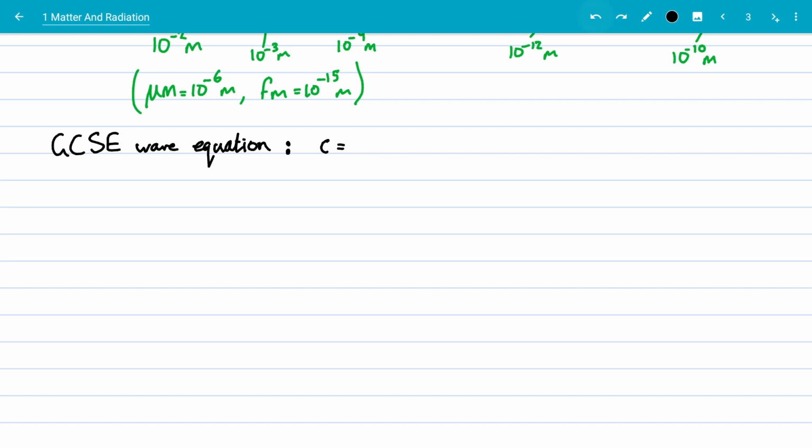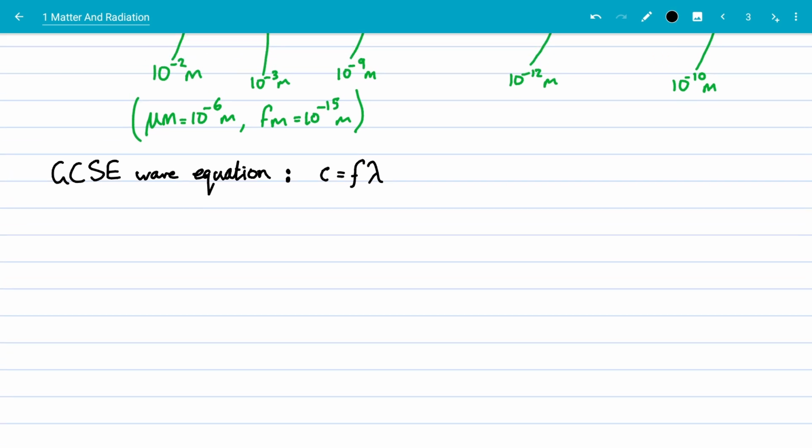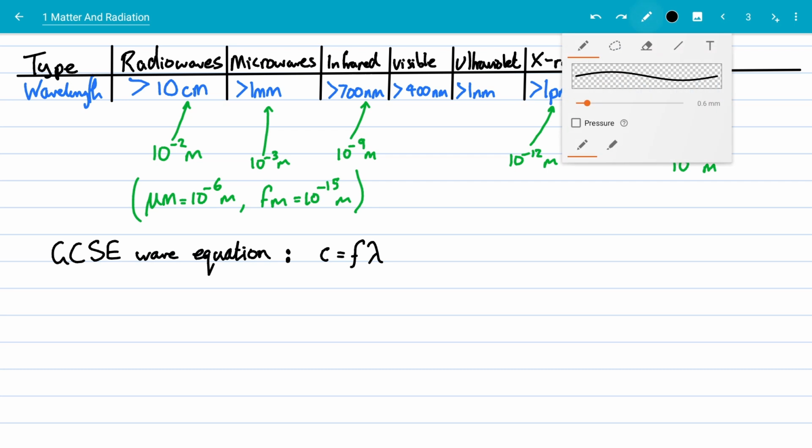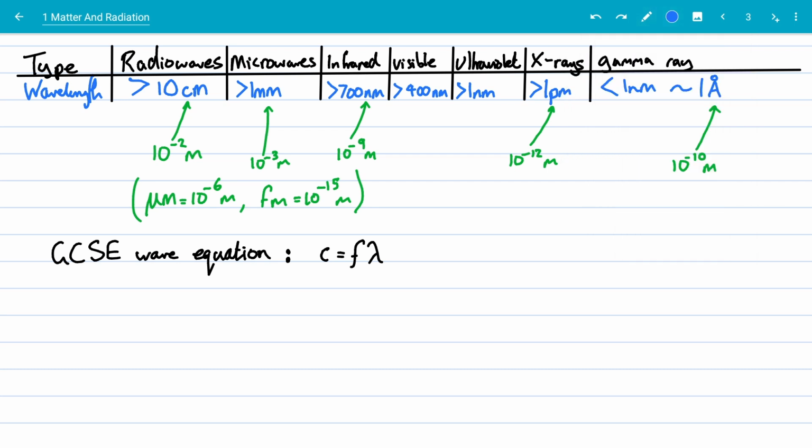c equals, we usually go f first, f lambda, like that. You'll see some textbooks will not use an f, they'll use the Greek letter nu for frequency instead, and that's okay. But we're using f. That's what's more common at A level. So that is our GCSE wave equation, and our lambda is our wavelength. As you probably remember, that's the wavelength.